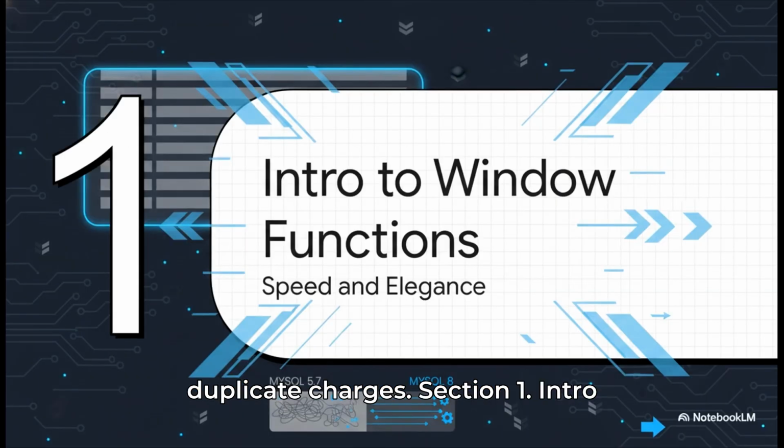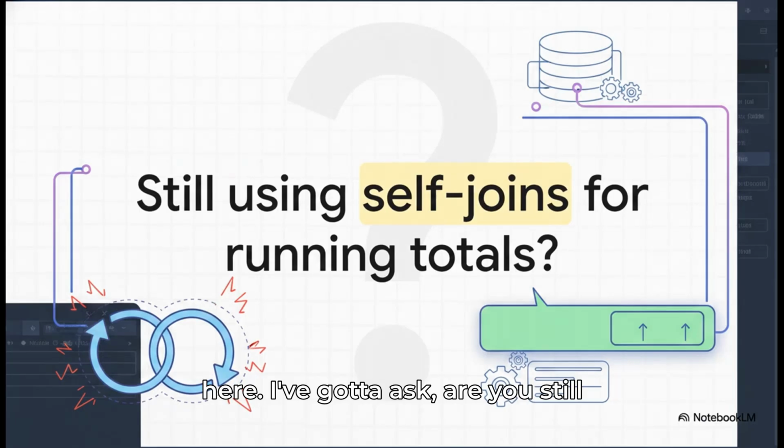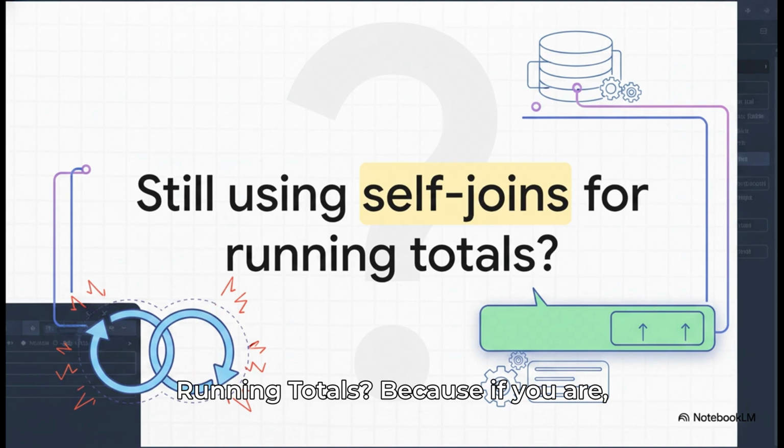Section 1. Intro to window functions. It's all about speed and elegance here. I've got to ask, are you still using self-joins for running totals? Because if you are, hey, no judgment, I completely feel your pain.